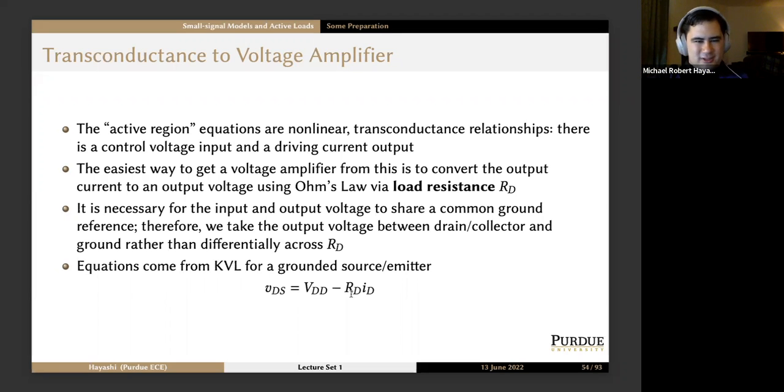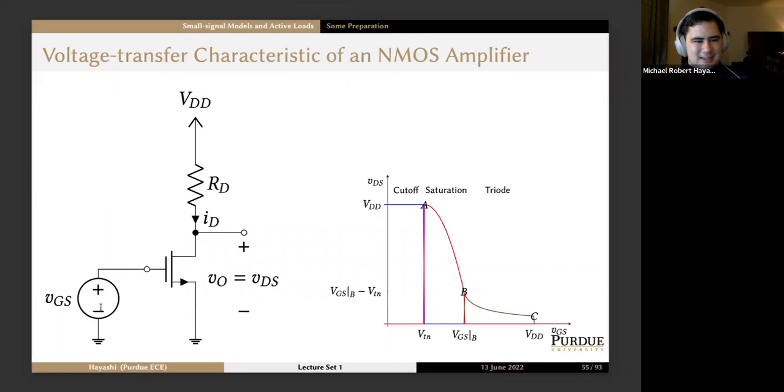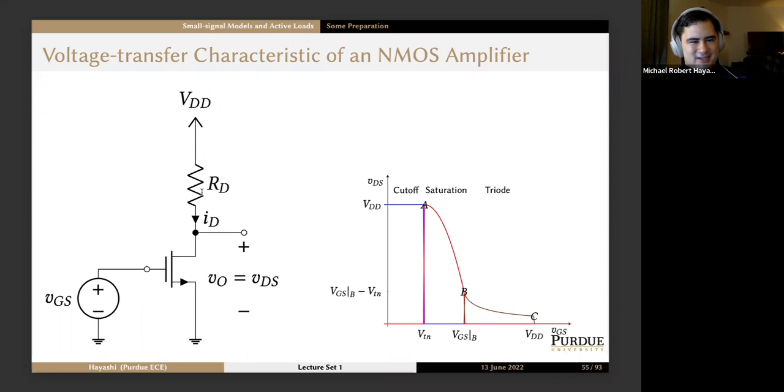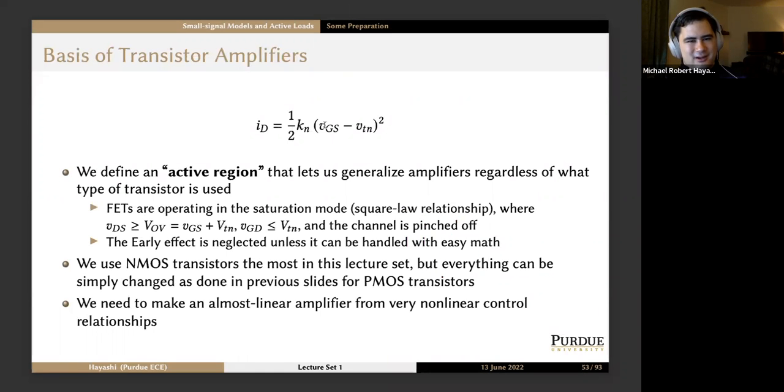So what does that sort of circuit look like? It looks like this. Here we're applying a voltage between the gate and the source of this NMOS transistor, and we're taking the output at the drain terminal with respect to ground. Since the source is grounded, that's just VDS in this case. Then we have this resistance up here, where if we do KVL, we get that VDS is just VDD minus RD ID. And we know what ID has to be based off of this equation right here.